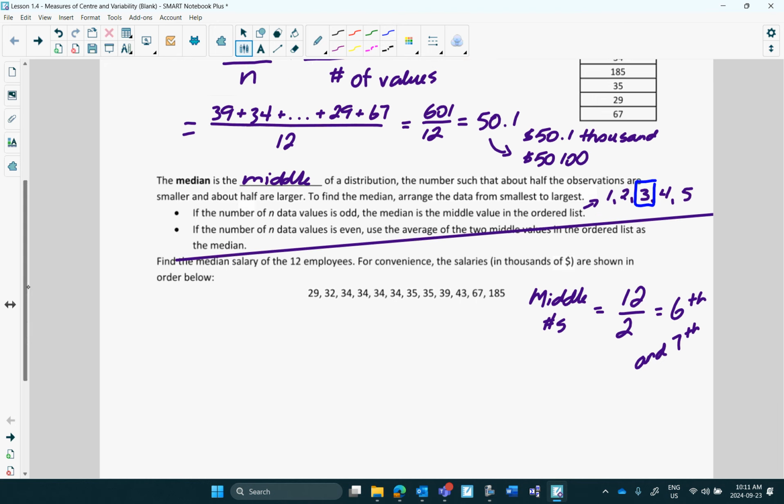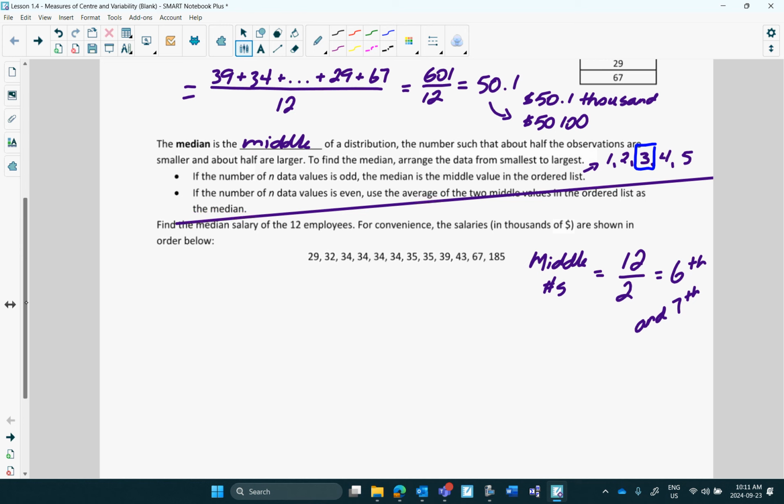So if there are two numbers in the middle, and I have 12 numbers in total, that means 5 are below and 5 are above. So 1, 2, 3, 4, 5. These two numbers are in the middle. And how do you determine the median from those two numbers? Average them. Take the average.